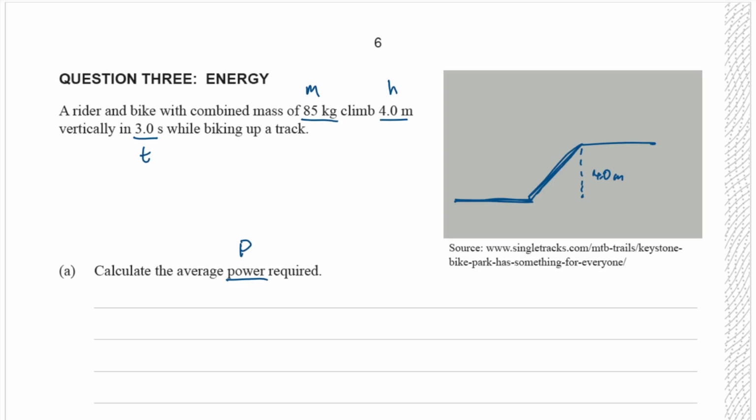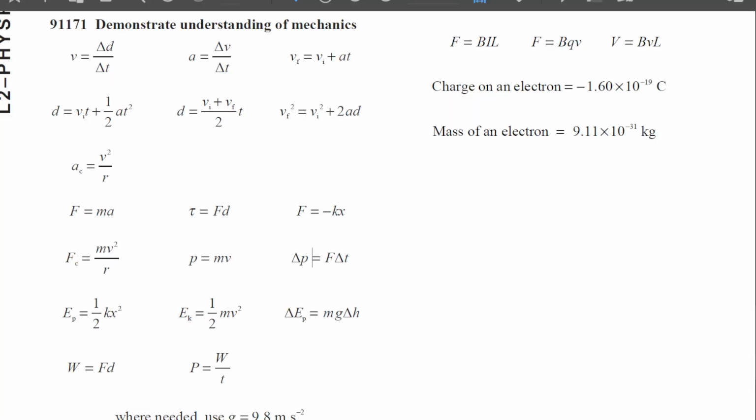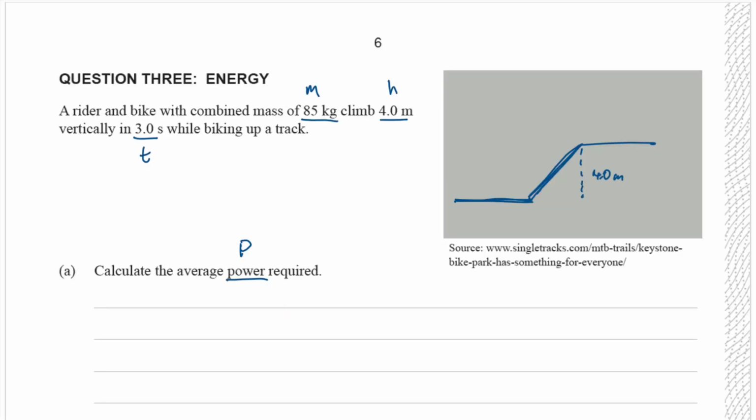So, let's have a look at our formula sheet first and see where we can find power. So power equals energy, or work done, over time. Let's write that in first. So we know we're going to need work done over time, or energy over time. So what is the energy in this scenario? Well, since they're gaining height and they have a mass, they are gaining gravitational potential energy.